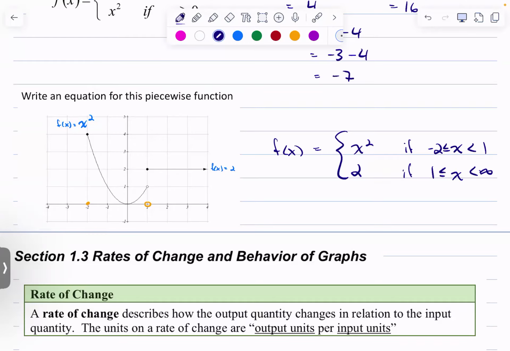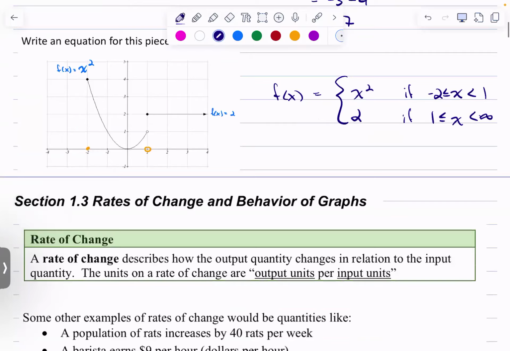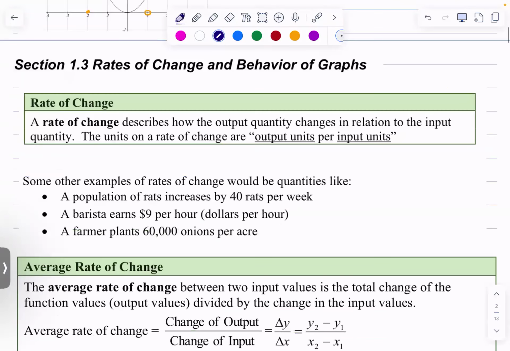So those are some piecewise functions. Any questions? In that case, we're ready for our next section.